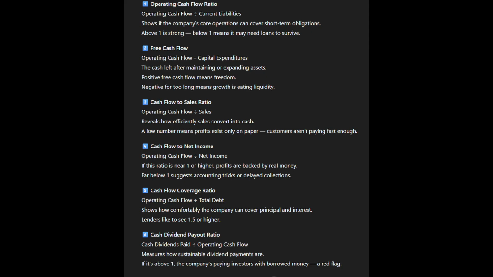Okay, now that you understand how to read a cash flow statement, here are some key financial ratios. These 6 ratios turn raw numbers into insight.